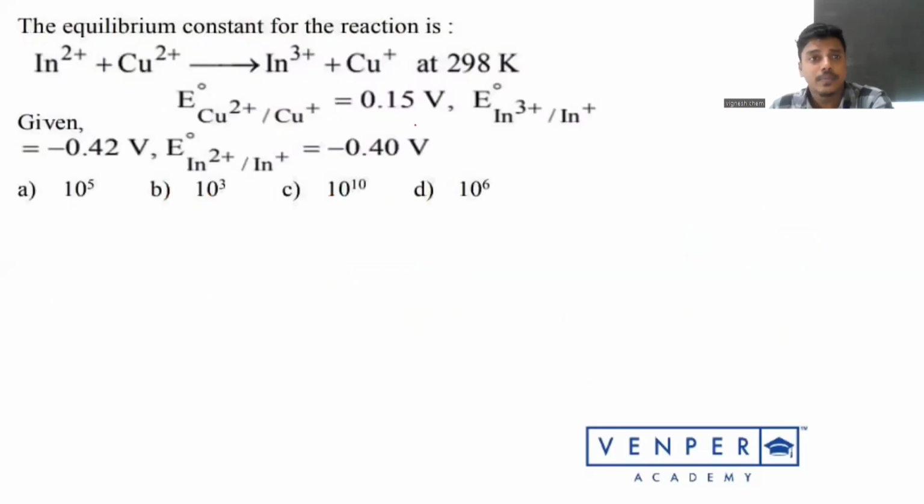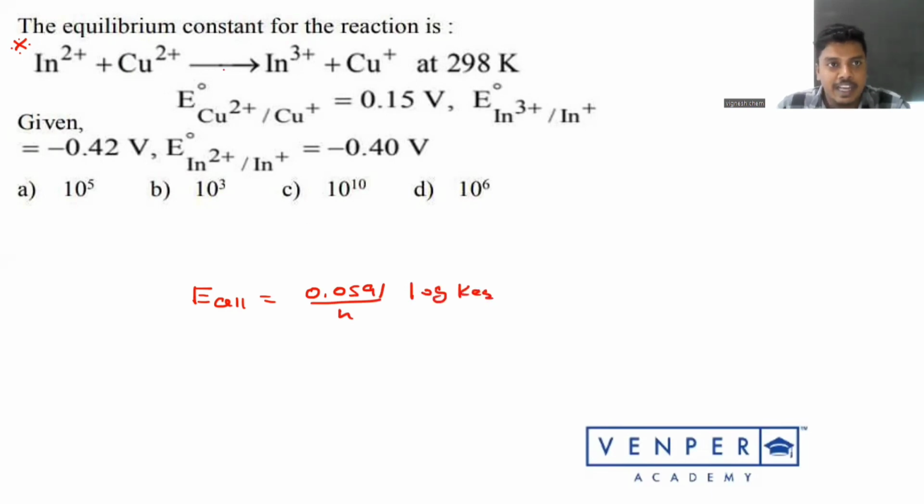Now next question. This is very important. Okay, now I give the direct formula. Just apply the formula and you will get the answer. What is the formula? E cell is equal to 0.0591 by n into log K equilibrium. Right. Now they are asking the equilibrium constant.